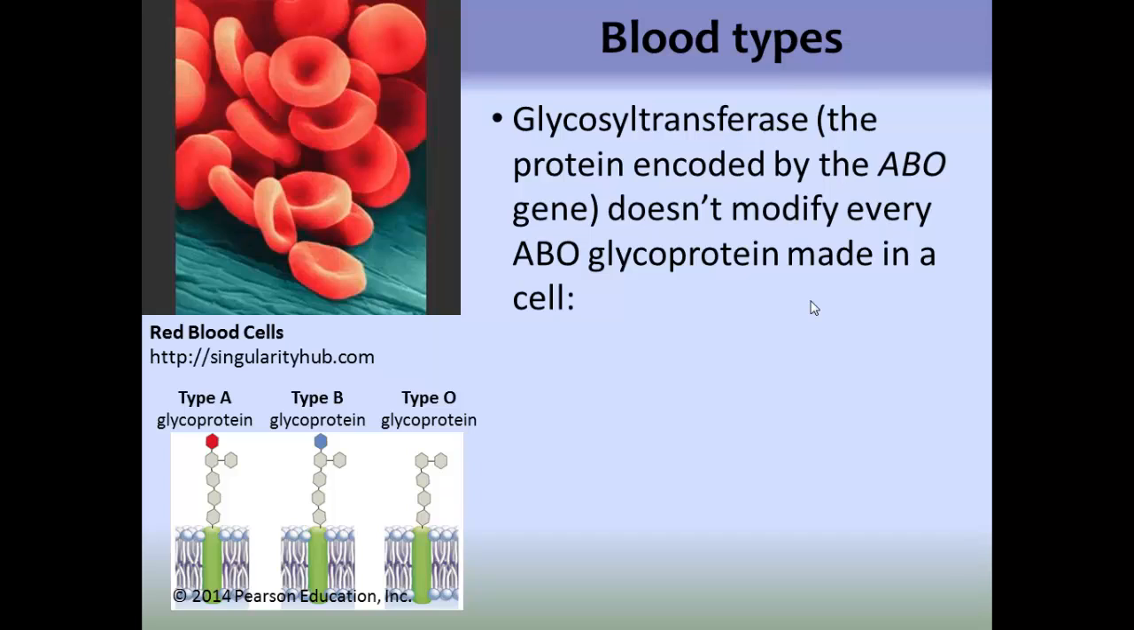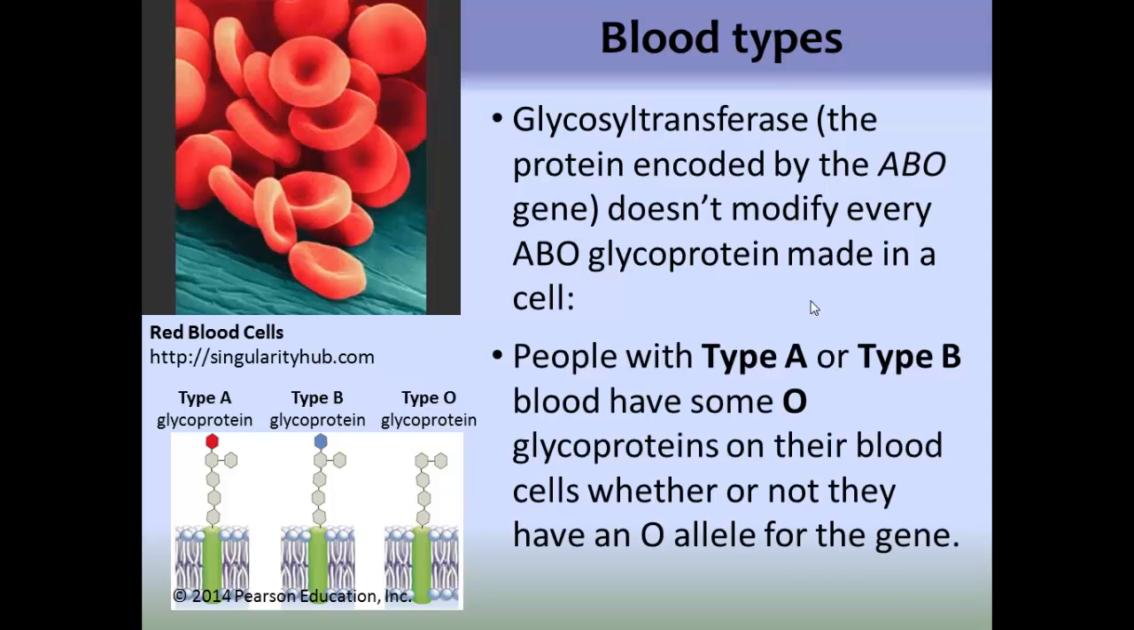This enzyme doesn't modify every single ABO glycoprotein made in a cell, which has this consequence, that people with type A blood or type B blood both have some O glycoproteins on their blood cells, whether or not they have the O allele for the gene, meaning whether or not they have the allele that codes for an enzyme that doesn't attach that final sugar.